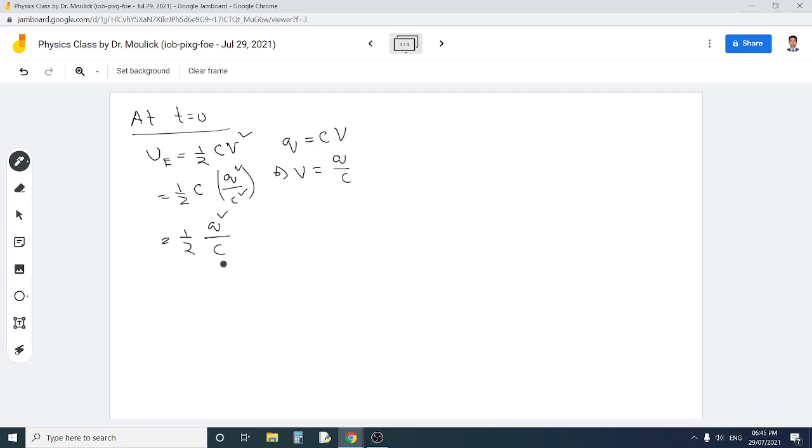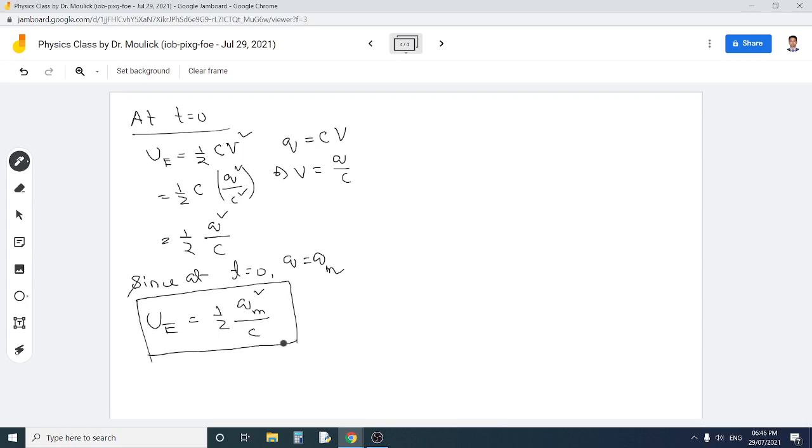Okay, but in this case we shall not write it to be Q, because Q varies sinusoidally. At time t equal to 0, Q happens to be equal to Qm, since at time t equal to 0, Q is equal to Q maximum, because the capacitor was charged to maximum charge. So the total electrical energy stored is given by half of Qm square upon C. So this is the energy stored in the whole system at time t equal to 0.